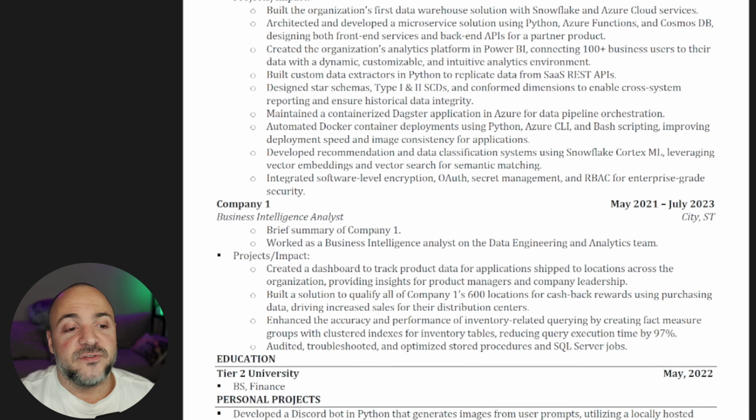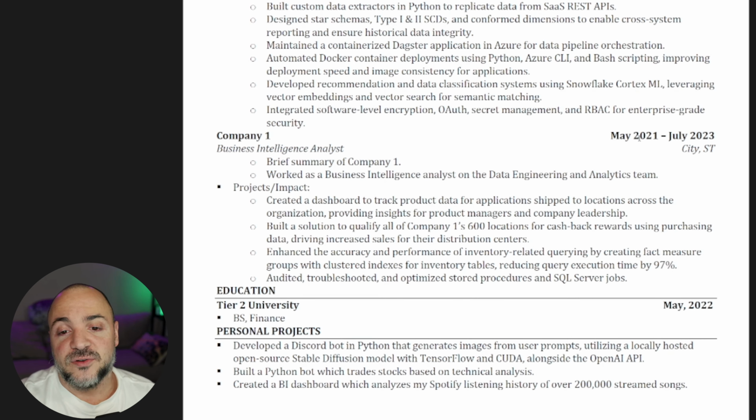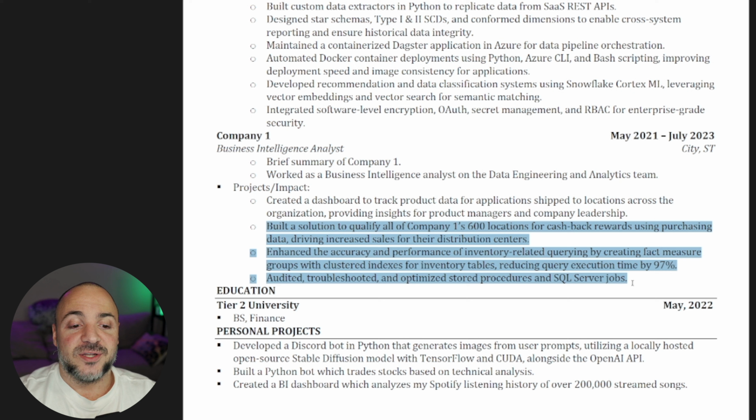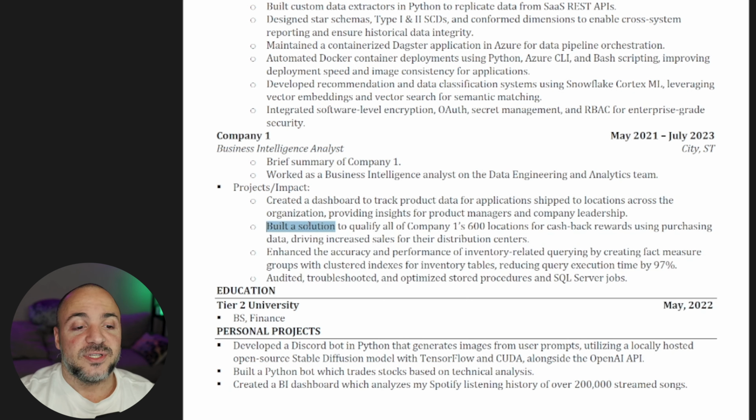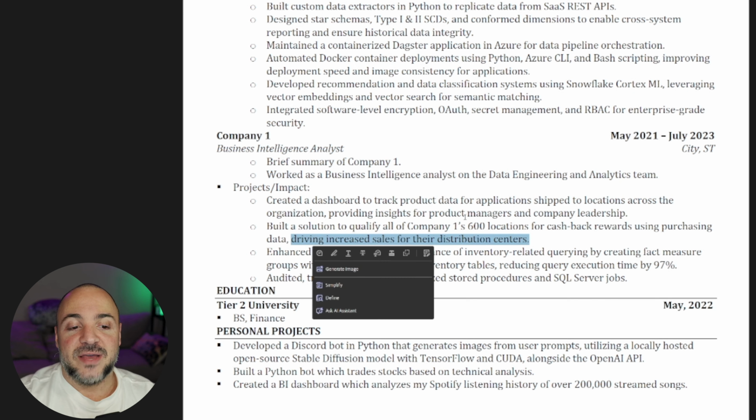Now, going on to the first work experience that they have, right? So from May 2021 to July 2023, I think that most of these are really awesome, right? But they have a bit of a theme going on with them. So you'll notice that these three in particular talk about some type of impact that they had. So if we read this one here, built a solution to qualify all of Company One's 600 locations for cashback rewards using purchasing data, driving increased sales for their distribution centers. This part, driving increased sales. Awesome. This is the impact.